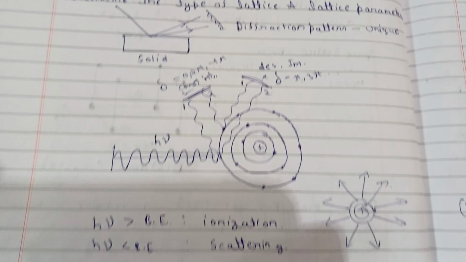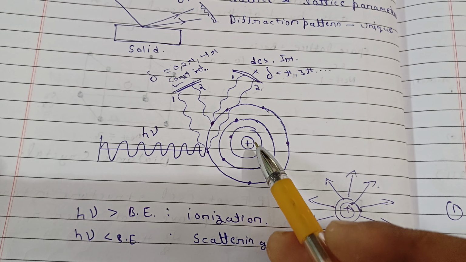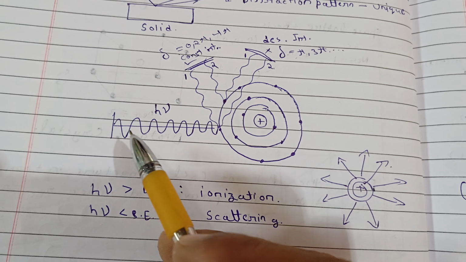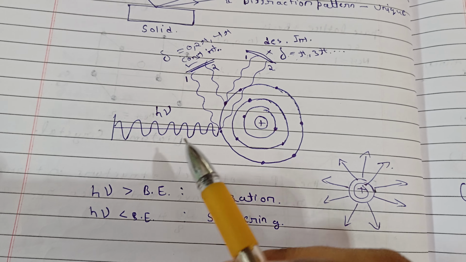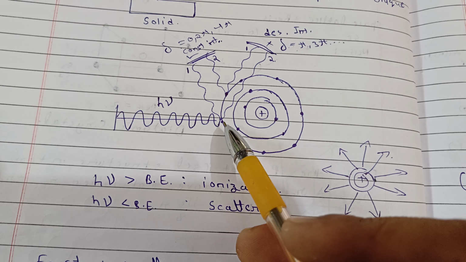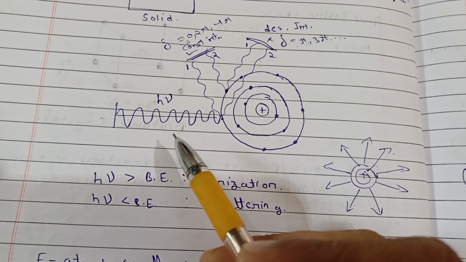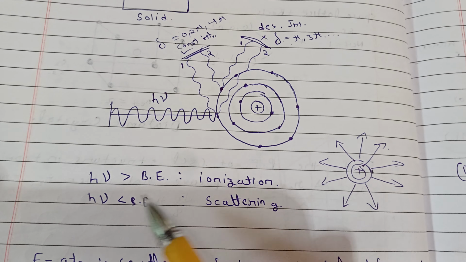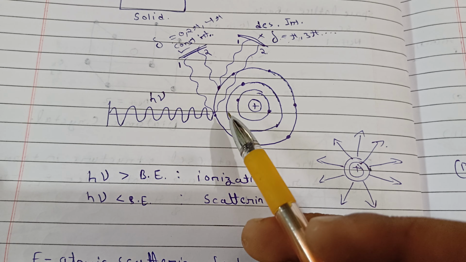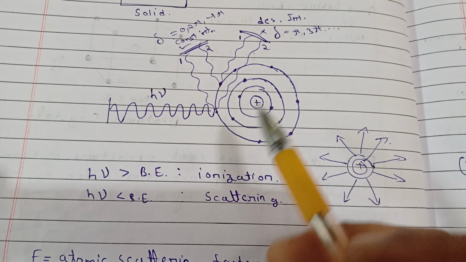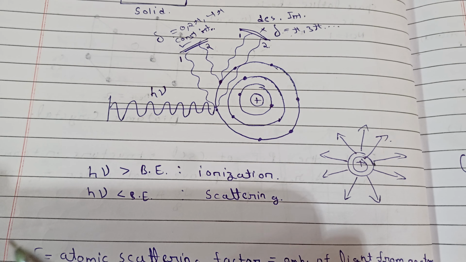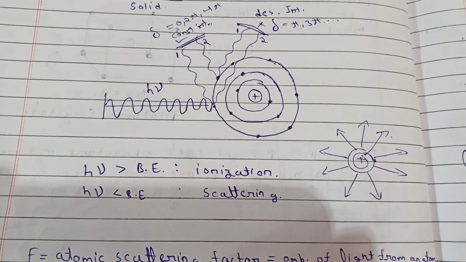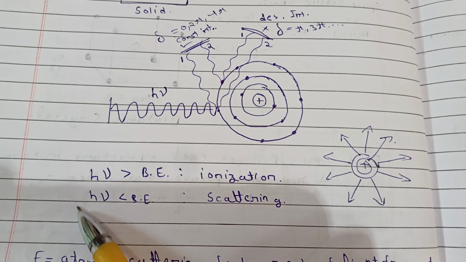See, if this is an atom and these are electrons, and we apply light here, this will be a photon of energy h nu. Either it will knock this electron out of the orbit, or it will just make it vibrate. How do we determine what will happen? If h nu is greater than the binding energy of the electron, then the atom will be ionized and the electron removed. But when it is less than the binding energy, then scattering will take place. This is our important case.